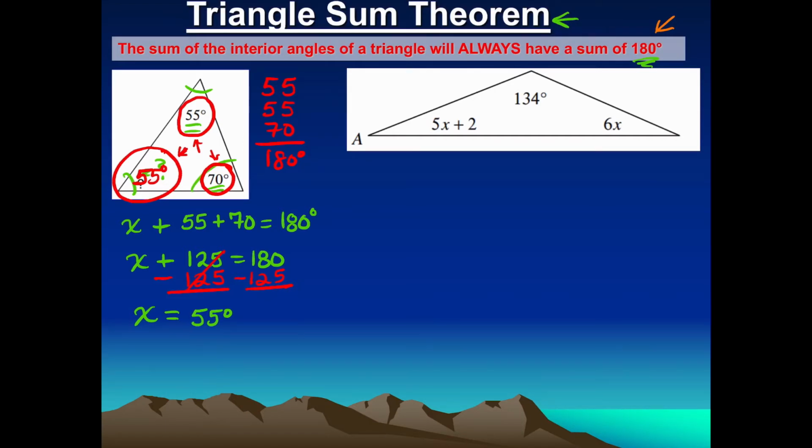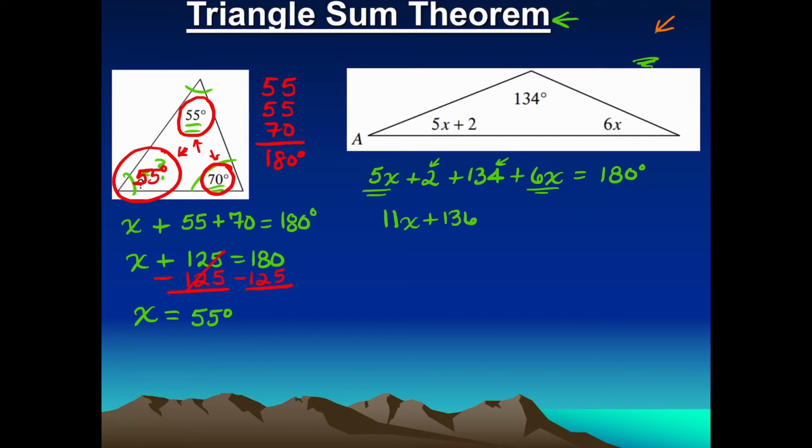So I'm going to set up an equation here with all the expressions, 5x plus 2 plus 134 plus 6x, and we're going to set that equal to 180 degrees. And then we're going to solve this by putting like terms together. 5x and 6x are like terms because we're allowed to add x's with other x's. So you get 11x. 2 and 134 are called your constants, and those make 136. And then we're going to set that equal to 180.